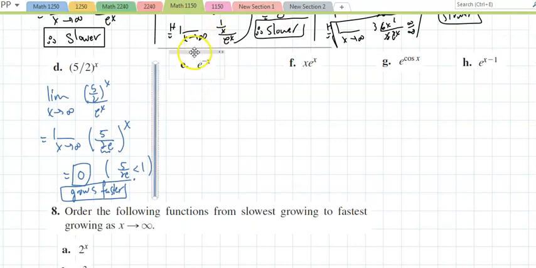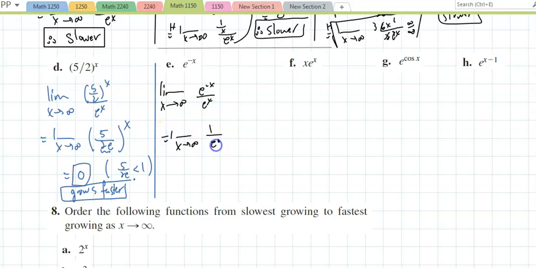The fastest growing function is a factorial that's coming up. How about this problem? The same deal. I take the limit as x approaches infinity of e to the negative x over e to the x. That's the limit as x approaches infinity of 1 over e to the 2x. That's 1 over infinity, which is 0, therefore it grows faster.